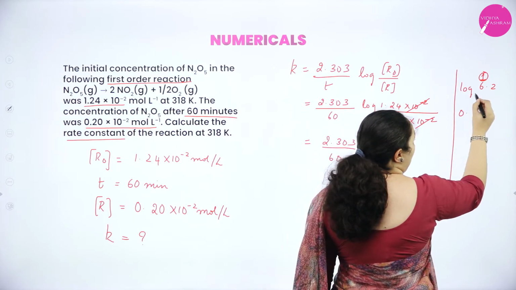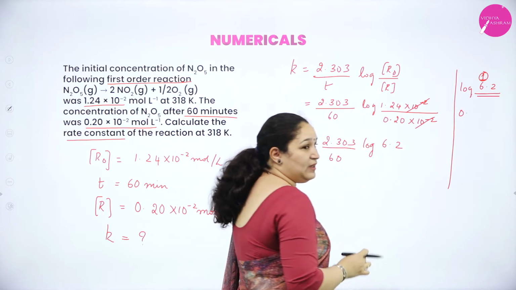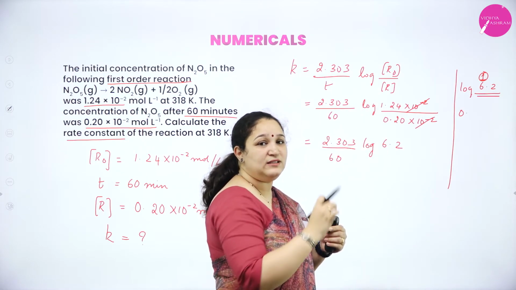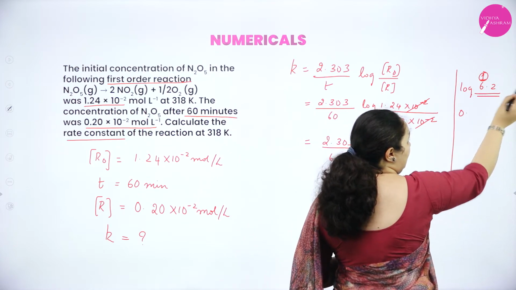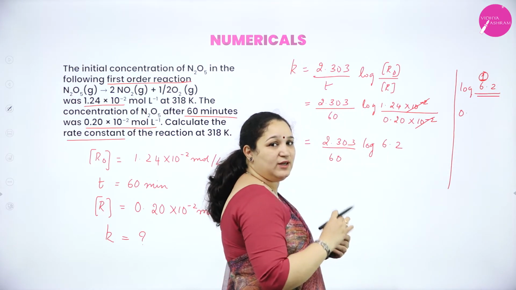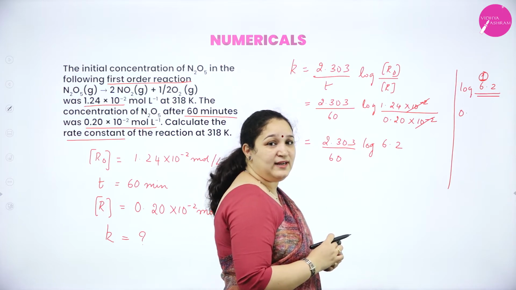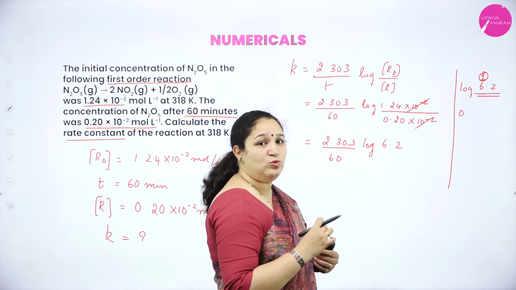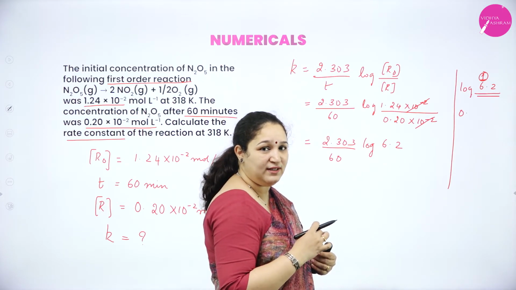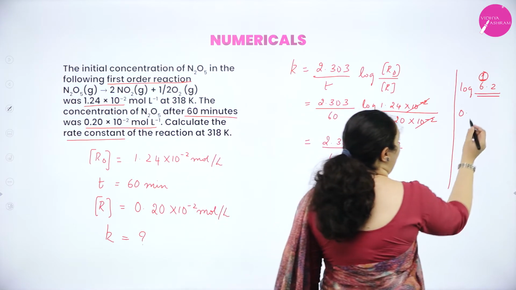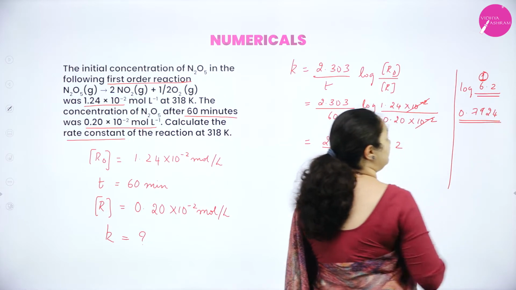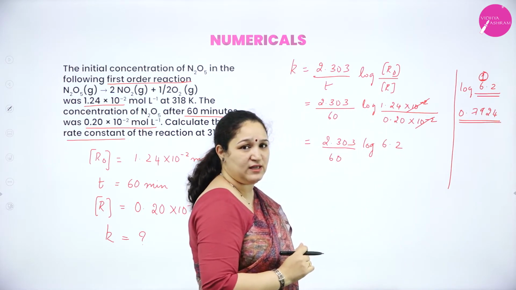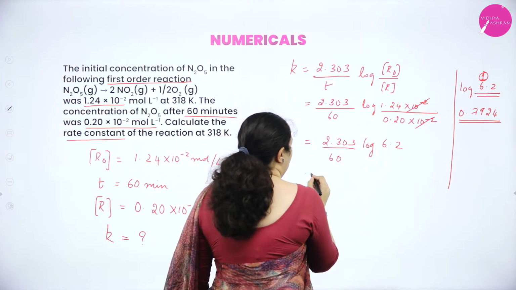Then what you have to do? Use your log book, 62 under 0. Why under 0? Because after this I don't have any numbers, isn't it? So 62 under 0, you will get it as 7924. So it is 0.7924. So this is the value. It's quite easy. Okay.